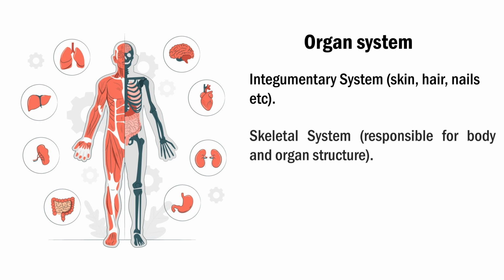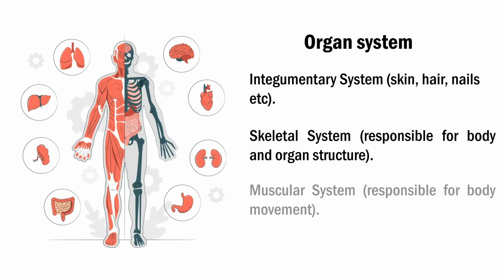Next one is the skeletal system, which is responsible for body and organ structure. It also protects internal organs of our body. One example is the rib cage, which is an arrangement of bones that protect vital organs such as lungs and heart. The next one is the muscular system and it is responsible for body movement.